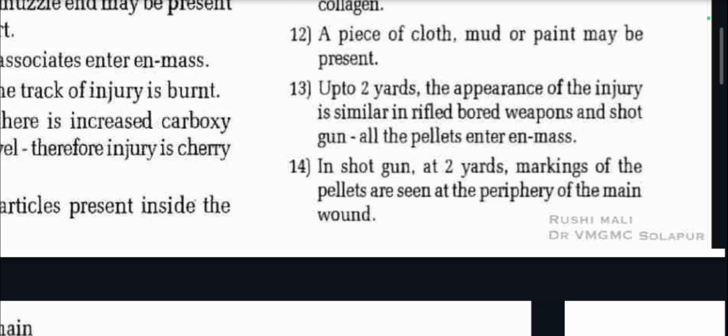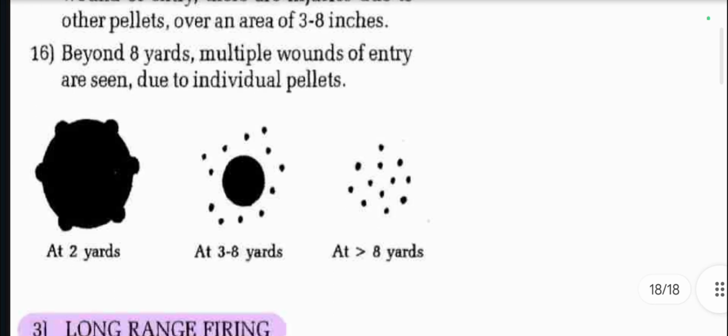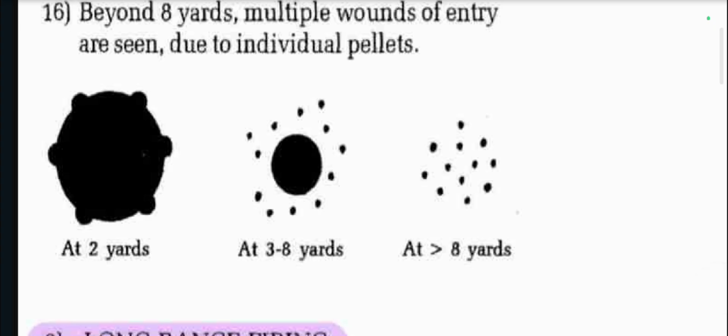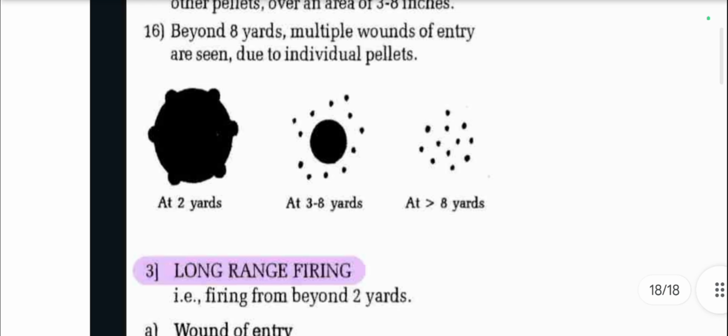In shotgun, at 2 yards, markings of the pellets are seen at the periphery of the main wound. Okay, so in shotgun, you are going to find the small lead pellets all over the wound, but in a rifled weapon, you are not going to find those pellets. Next, in a shotgun at 3 to 8 yards, besides the main wound of entry, there are injuries due to other pellets over an area of 3 to 8 inches. So in this image it is shown at 3 to 8 yards. So at 2 yards it is like this, at 3 to 8 yards and greater than 8 yards. Beyond 8 yards, multiple wounds of entry are seen due to individual pellets.